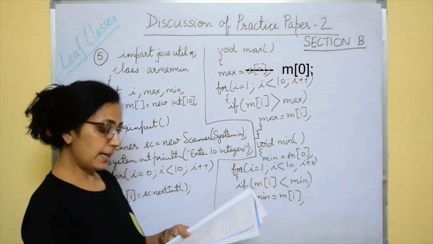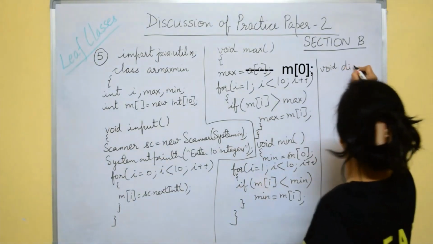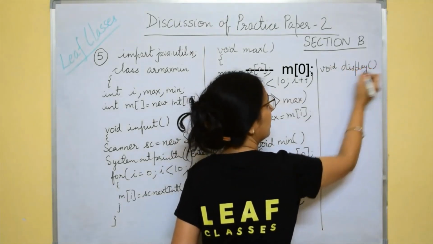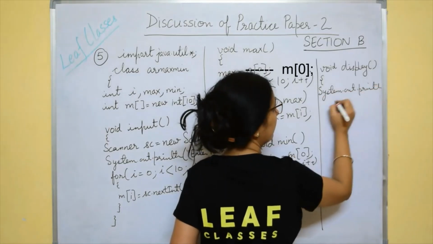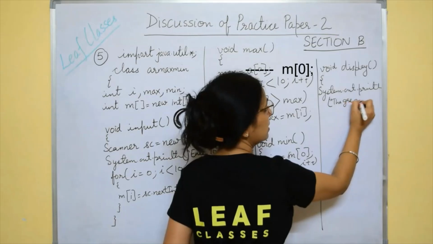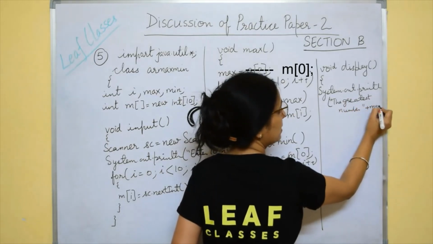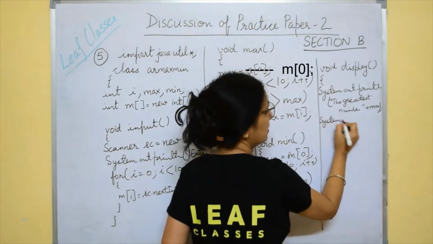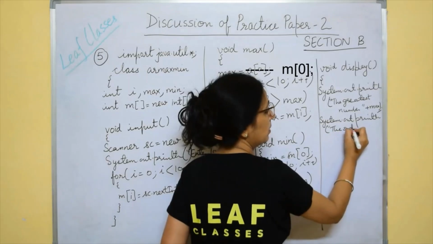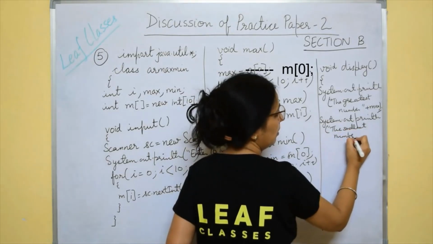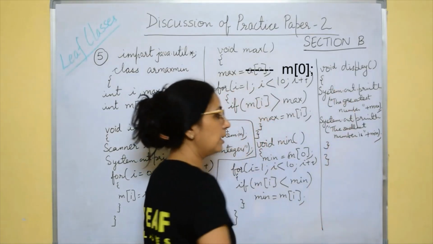And the next function is to display the greatest and the smallest integer. For that, void display is the function name. So void display, and here we use print statement System.out.println, double quotes, the greatest number is plus, in max it is stored, and we can write similarly System.out.println the smallest number is plus, in min it is stored, and then you close the display function, and then you close the class.